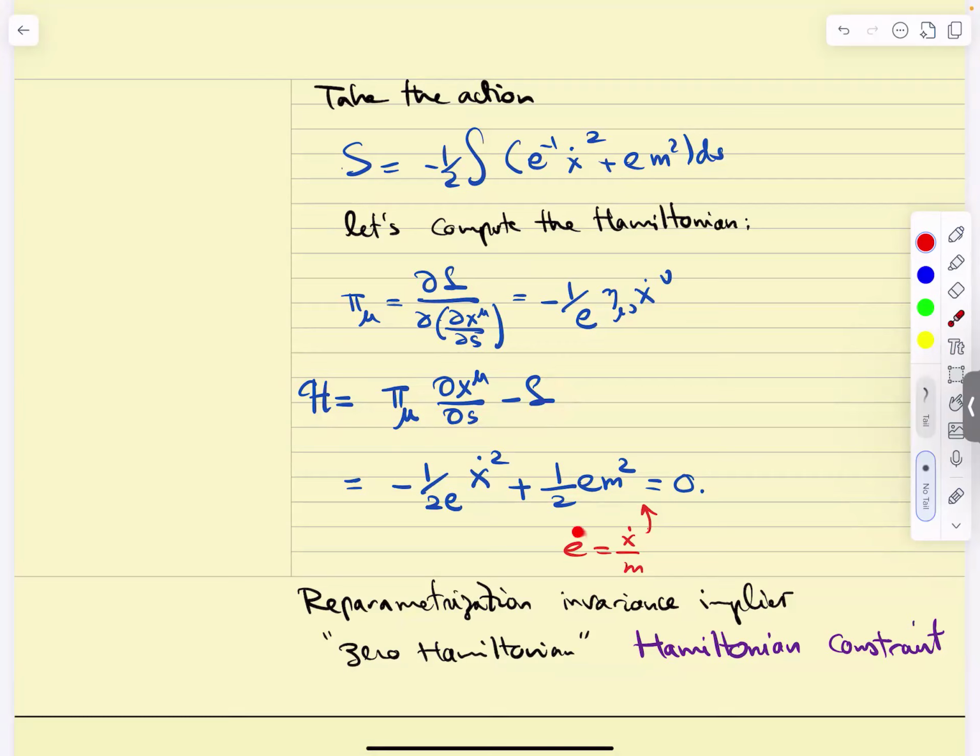Once you plug in the value, e is 0. Your Hamiltonian is 0. Why is that? Why is your Hamiltonian 0? First of all, every time you have reparameterization invariance, your Hamiltonian is going to be 0. That's the so-called Hamiltonian constraint. H is equal to 0. Why?